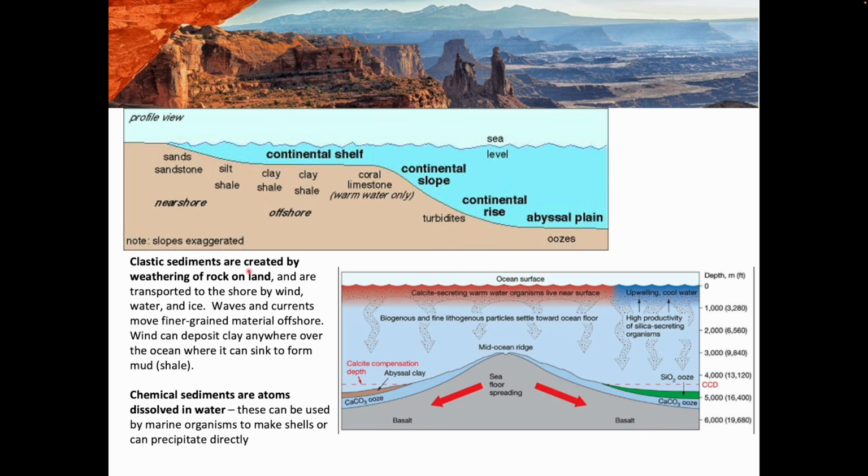But we're going to start by reminding ourselves that clastic sediments are created by weathering of rock on land. They are then transported to the shore by wind, water, or ice. Then waves and currents can move the finer-grained clastic sediments offshore. Wind can actually deposit clay and silt anywhere over the ocean, where it then sinks to form mud or shale. The other type of sediment is chemical sediment, which are just atoms dissolved in water, which comes from water dissolving minerals on land from rock outcrops, and then those dissolved minerals are carried in the moving water into the ocean. Dissolved chemical sediments or atoms are then used by marine organisms to make shells, or they can precipitate directly out of the seawater.